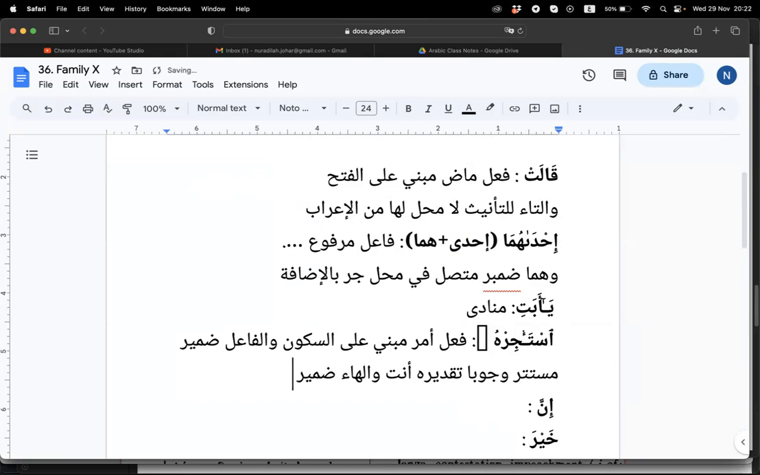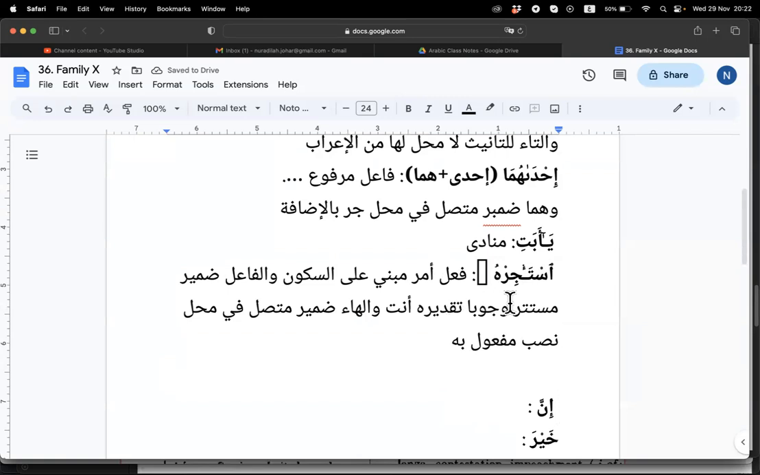Before that, what kind of dhamir is it? Dhamir muttasil. Fi mahali jar? You said fi mahali maf'ul. Fi mahali nasb, yes, because it's the maf'ul bihi. Okay, so what are the root letters here? This one will be hamzah, jim, ra'. Istajir, hamzah, jim, ra'. This one is fi'il in the form istif'al. So give me the madi.